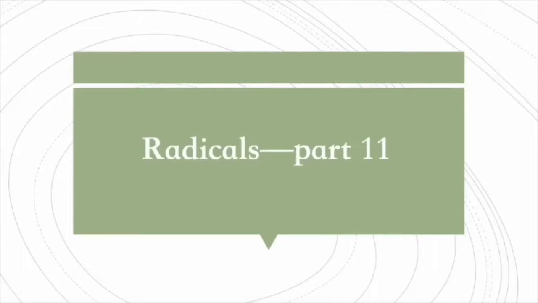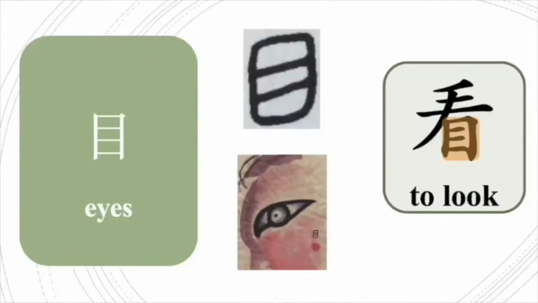Welcome back. Today is the last class for learning radicals. So that means we've learned 20 radicals already. Very impressive. Okay, let's get started. The first radical today means eyes. You can see from the picture, it looks a little like an eye. The character 看 has this radical.